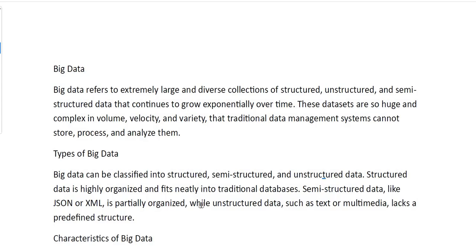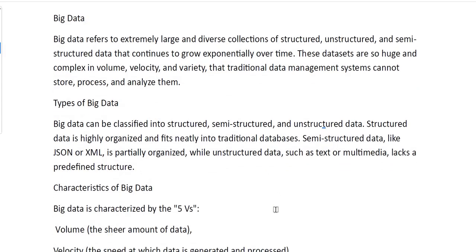Now coming to the third one, unstructured data, such as text and multimedia, which lacks a predefined structure. Here we cannot have an organized, planned form of data, but we can have different kinds of data. A very good example of unstructured data is your Facebook post or an Insta post, which lacks a predefined structure.